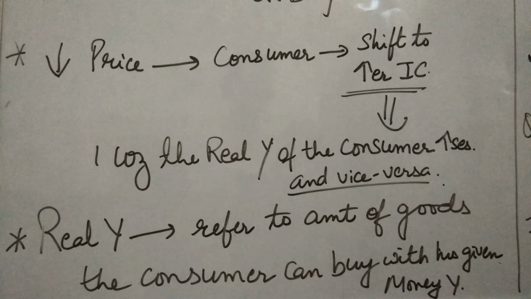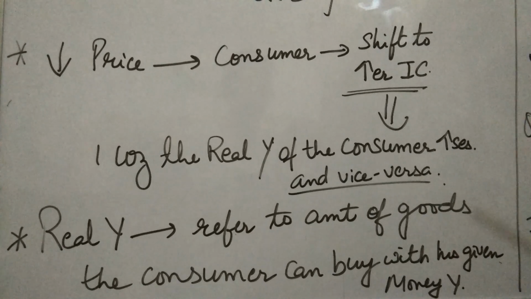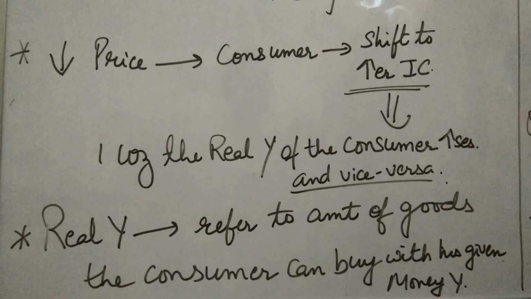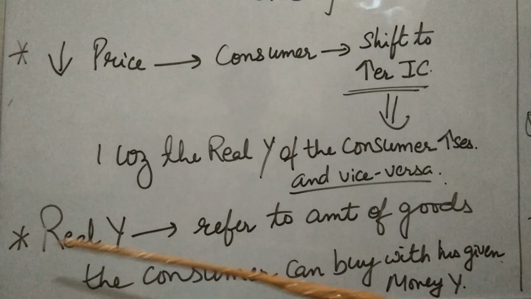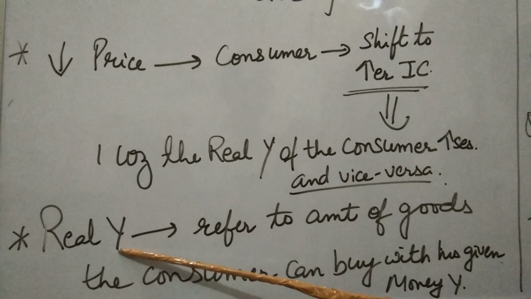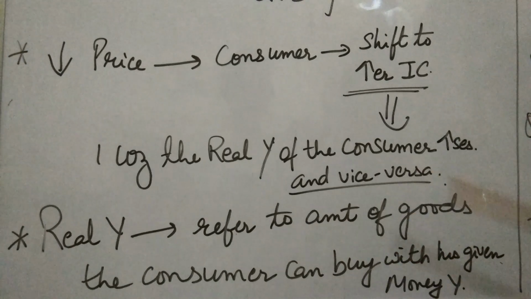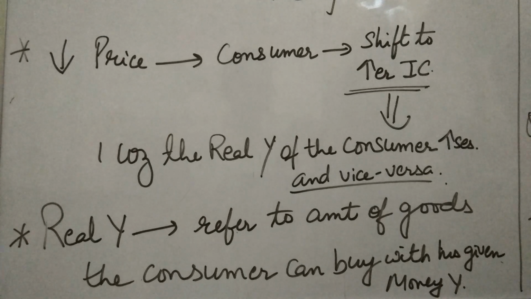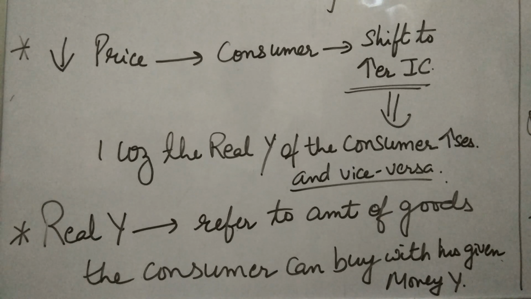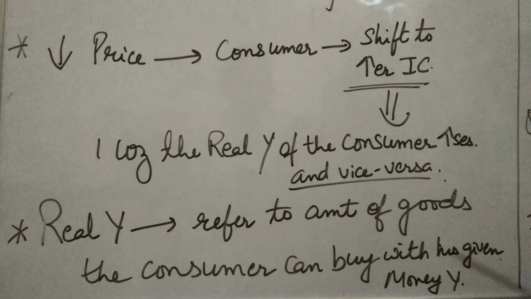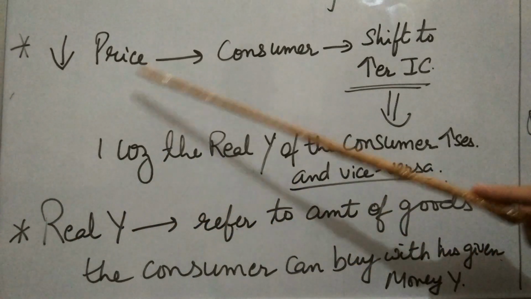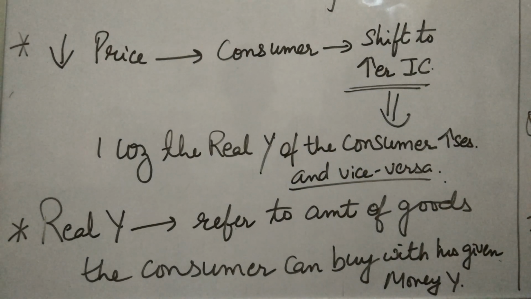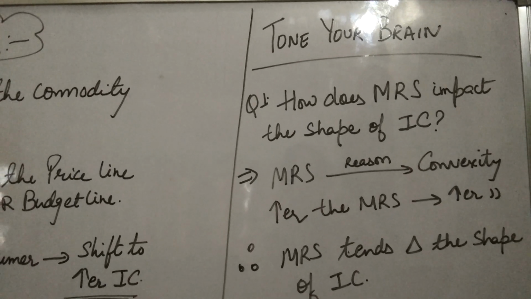Therefore, I hope you have got the concept that change in price will directly impact the budget line or the price line. Okay, now coming to the new term, which is real income. Why is the word income used here? Real income refers to the amount of goods the consumer can buy from his given money income. That will be termed as real income, and the change in the price brings the change in the real income of the consumer.